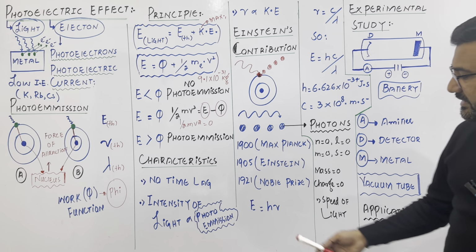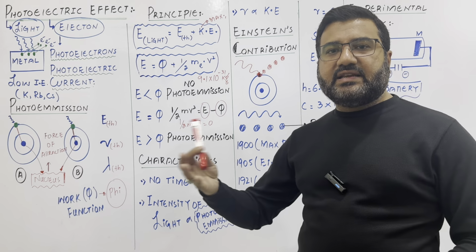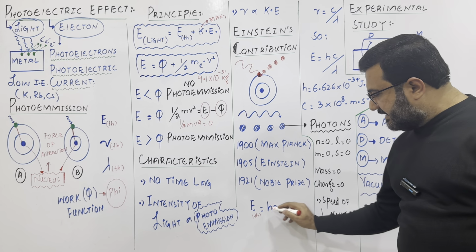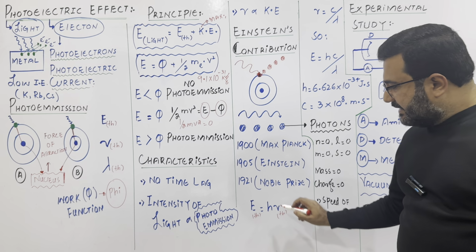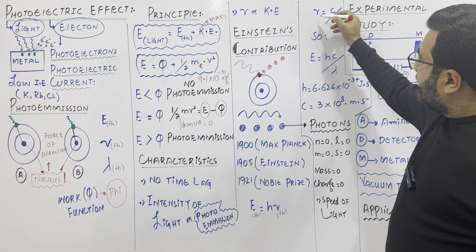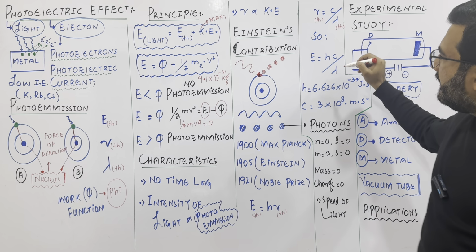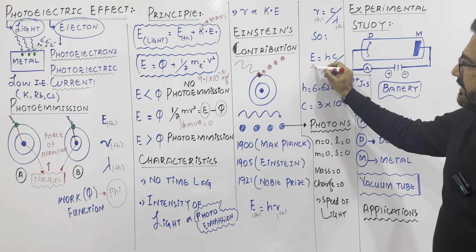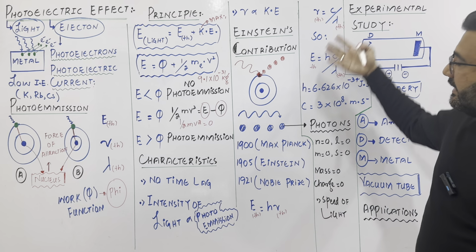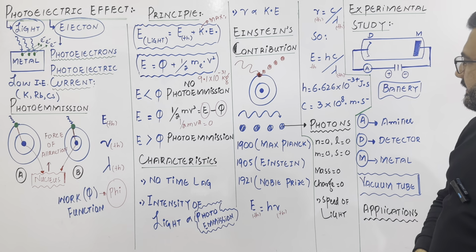Einstein also used Planck's equation, E = hν, to relate the threshold energy, threshold frequency, and threshold wavelength. So E = hν means threshold energy is equal to h times threshold frequency. So the greater the threshold frequency, the more the threshold energy. Similarly, threshold frequency is related to threshold wavelength in the form c over λ, and threshold energy is also related to threshold wavelength through this relationship. So he developed the relationship between threshold energy, threshold frequency, and threshold wavelength.